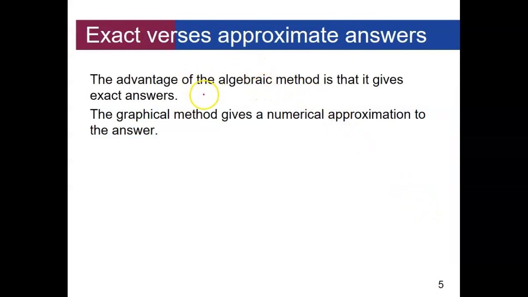Okay, so the advantage of an algebraic method is that it gives an exact answer. And the disadvantage of the graphical method is that it is only an approximation to the answer. It's a good approximation depending on how many decimal places you're able to get, but it's not going to be an exact answer.